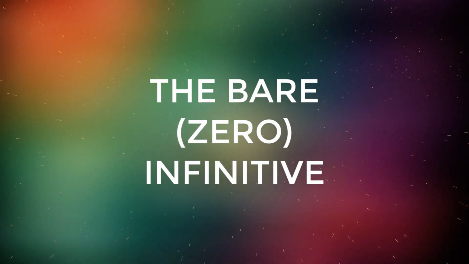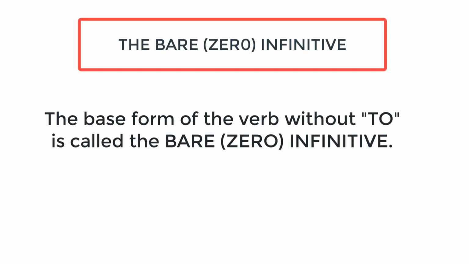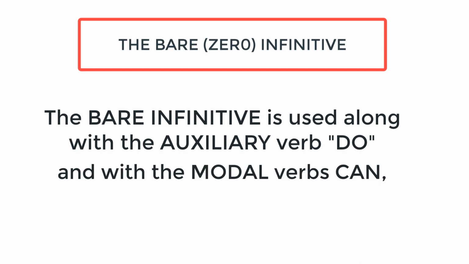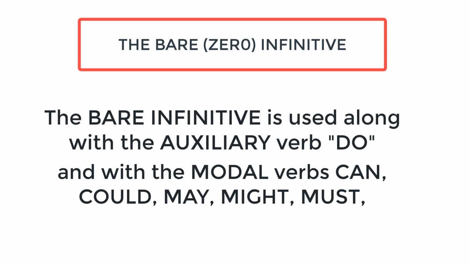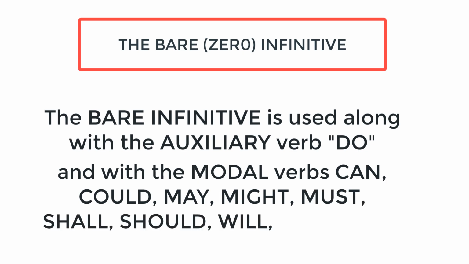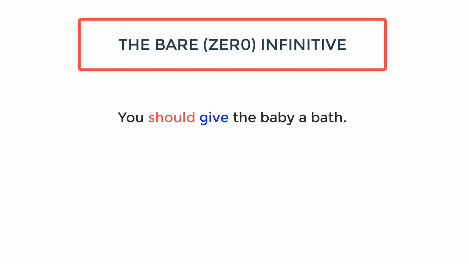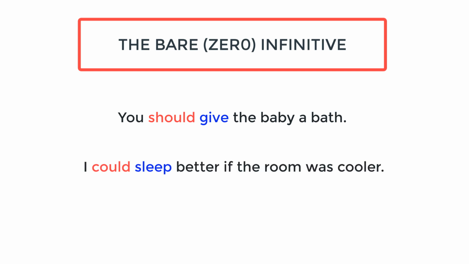Let's look at the bare infinitive. The base form of the verb without to is called the bare infinitive. The bare infinitive is used along with the auxiliary verb do and with the modal verbs can, could, may, might, must, shall, should, will, and would. You should give the baby a bath. I could sleep better if the room was cooler. He will be angry if disturbed.